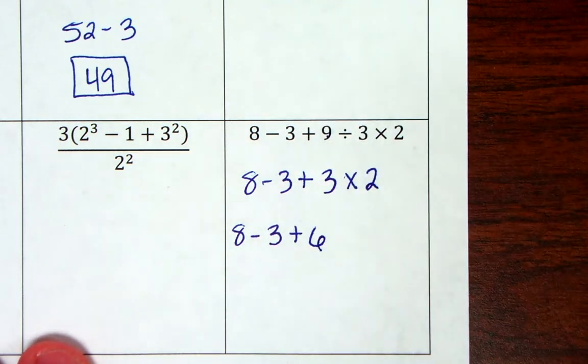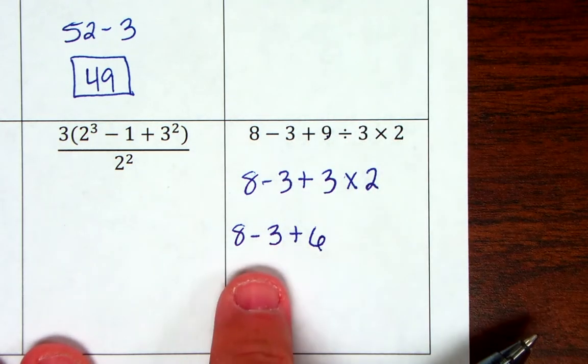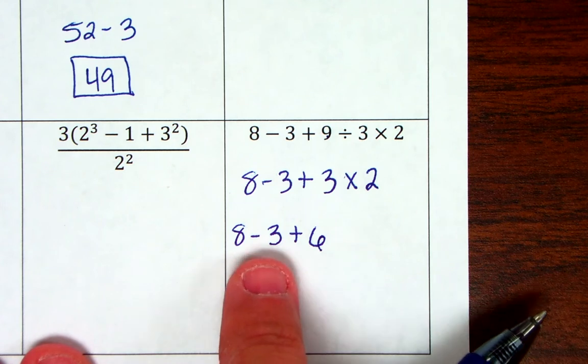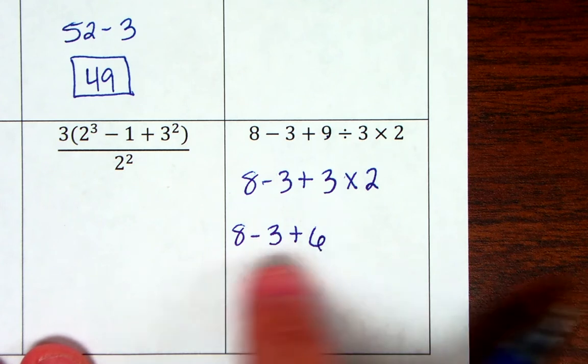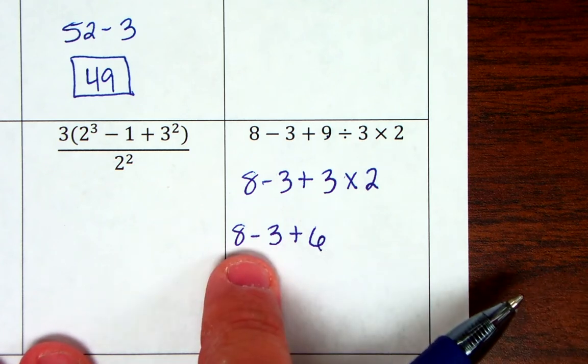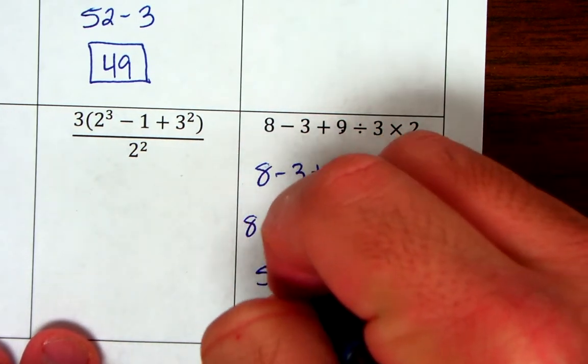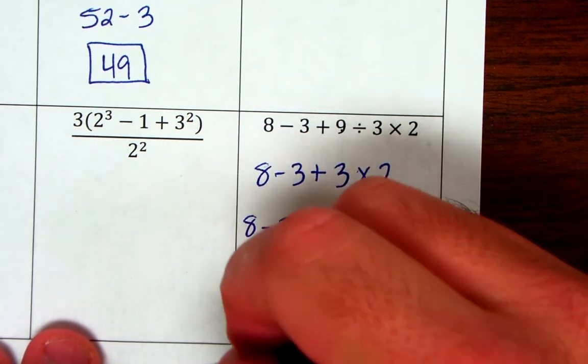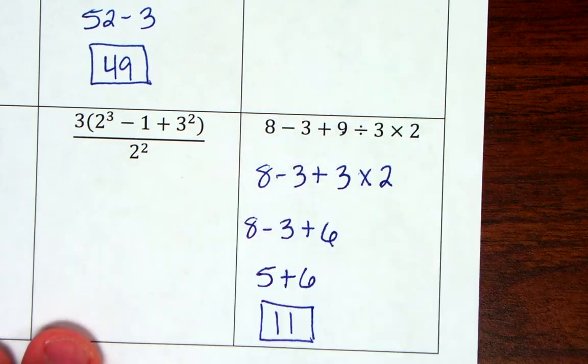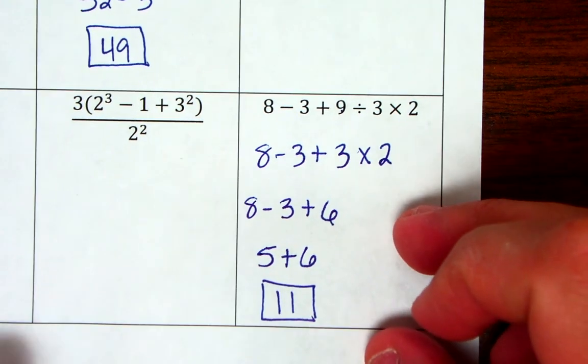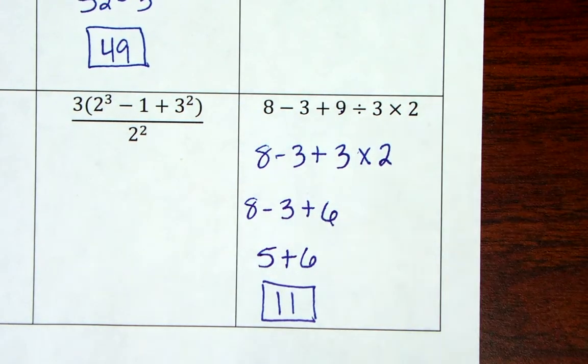Now the last one is add or subtract, whichever comes first. So what came first here from left to right? The subtracting or the adding? Which one came first? Well, subtraction. So 8 minus 3 is 5. And 5 plus 6 is 11.